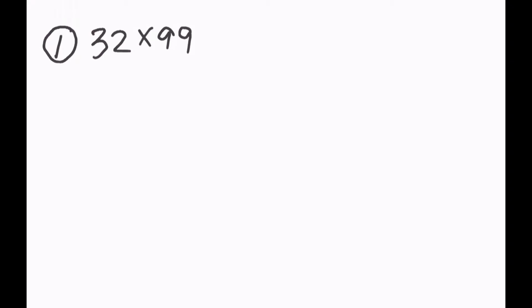So our trick says let's take the multiplier, that 32, and subtract 1 from it. If we do that, we get 31. So this 31 is the start of our answer. So we're going to write that 31 at the beginning here. And now what we do is we take that 31 and we find what are called the nines complements of this.